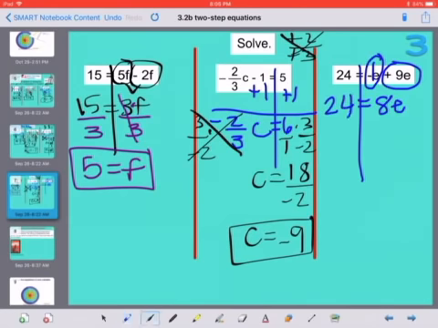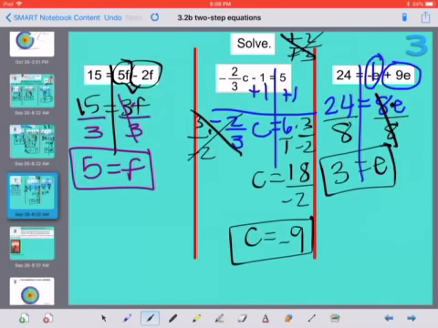And then 24. These are touching, that means multiply. The opposite of multiply is divide. Divide by 8 on both sides. 8 over 8 is just 1. And 24 divided by 8 should be 3. 8 times 3 is 24. So e is 3.